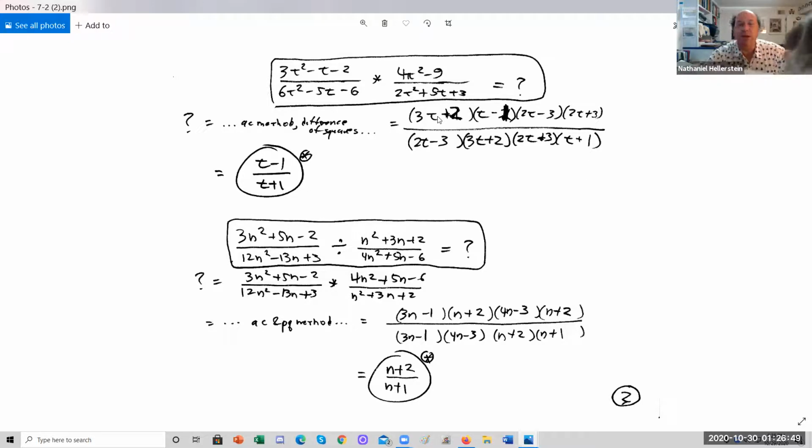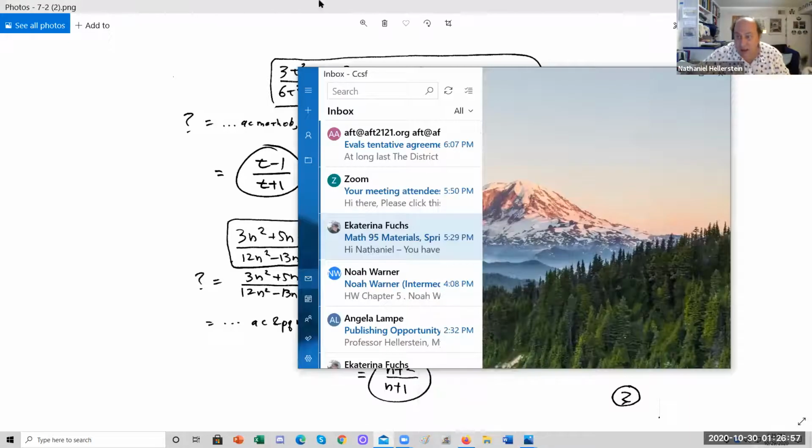3t plus 2. Get out of the way, cat. All right, cat, you're being annoying. Sorry about that. Excuse me.